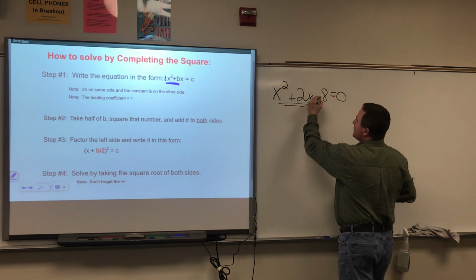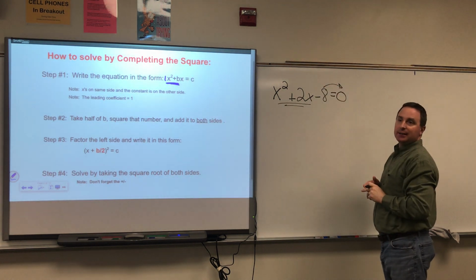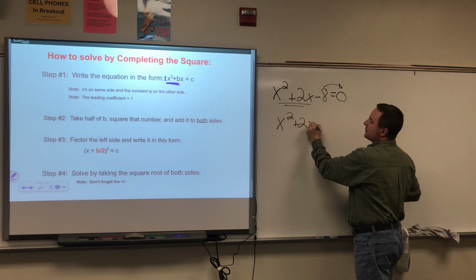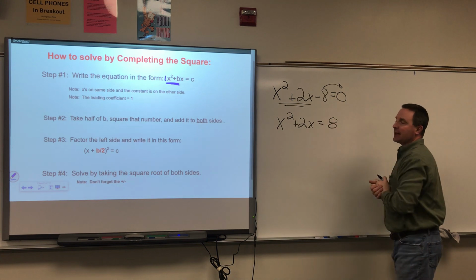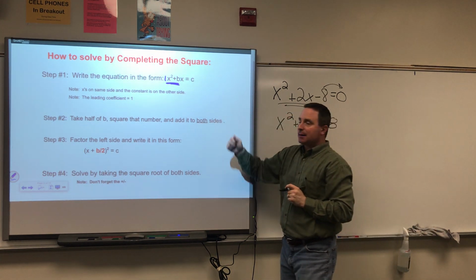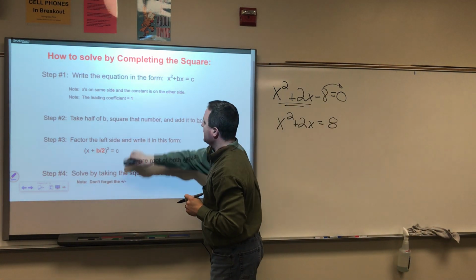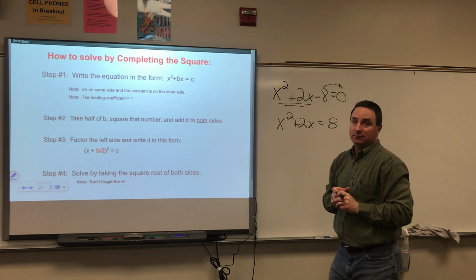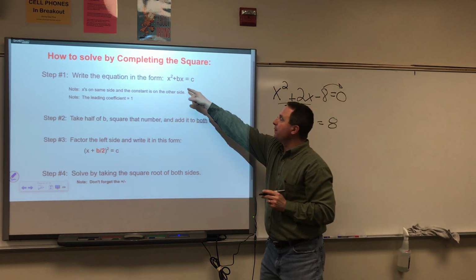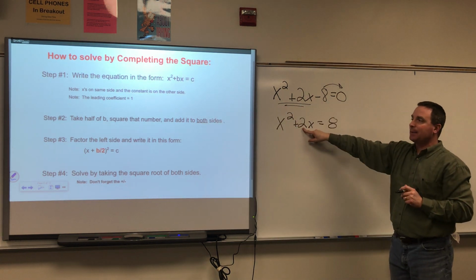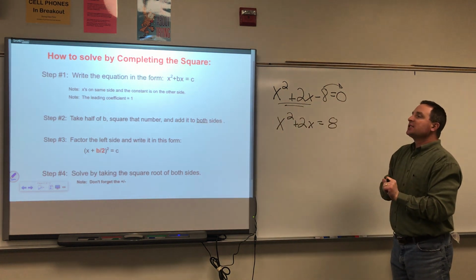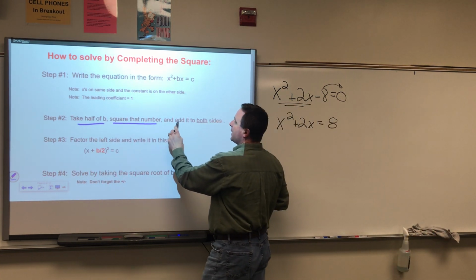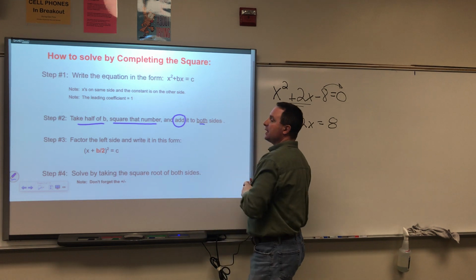Here are my x terms, but I want to move the 8 over to the other side. Okay, and because it's minus 8, I'm going to add it. So I'm going to do x squared plus 2x equals positive 8. Okay, there I've just completed step number 1. When I go to step number 2, it says we're going to take half of b. So we're going to take b, which is the number in front of x, which is my 2 in this case. I'm going to take half of it, square that number, and then add it to both sides.